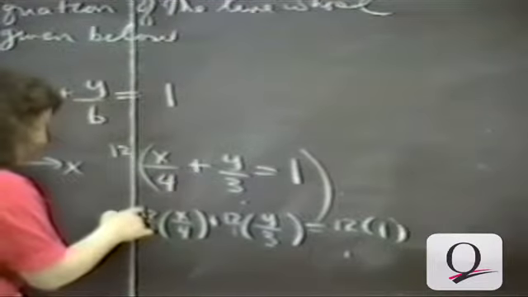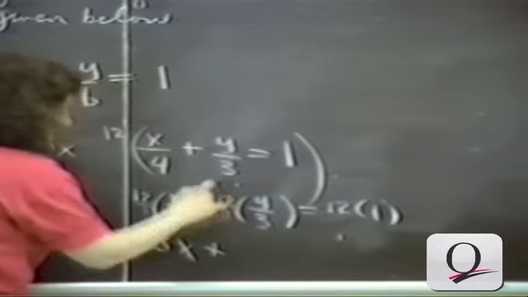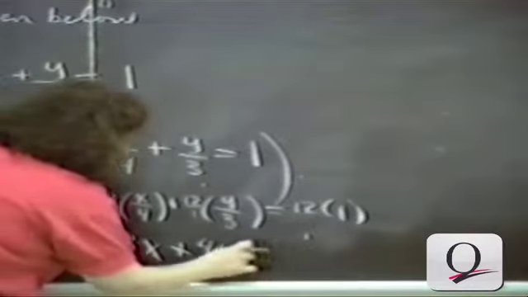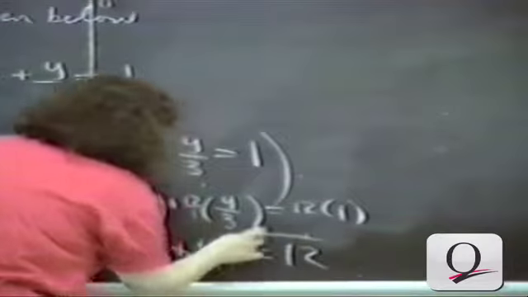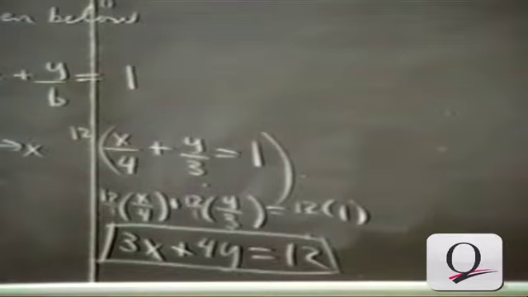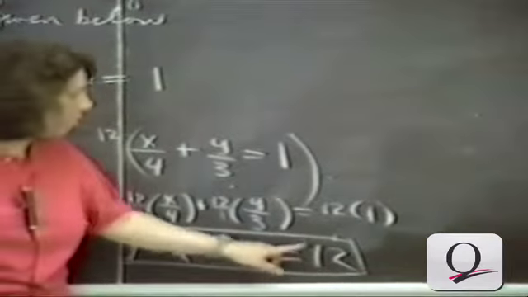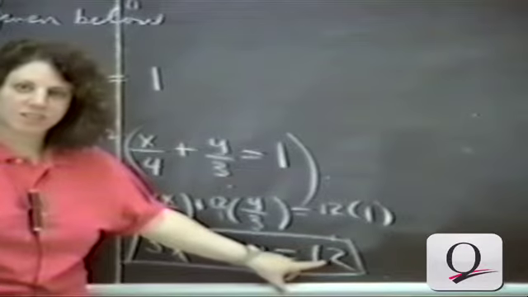4 goes into 12 3 times, so 3x. 3 goes into 12 4 times, plus 4y equals 12. That is probably the way you would see this choice. Now, I'm warning you, on most of the assessment tests that I have seen, they write 3x plus 4y equals 1 as one of the choices.